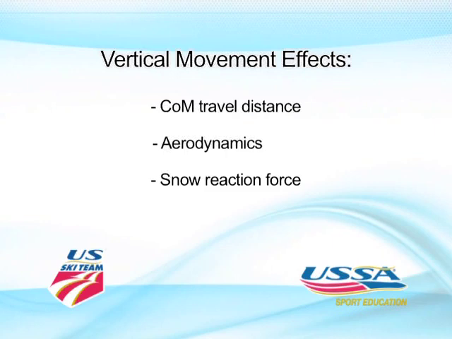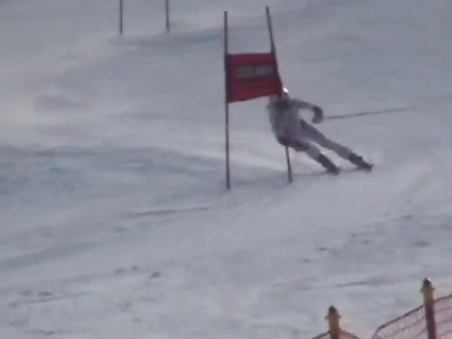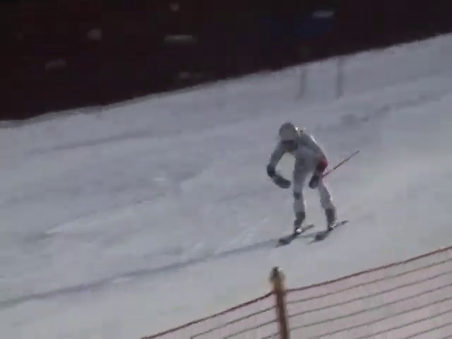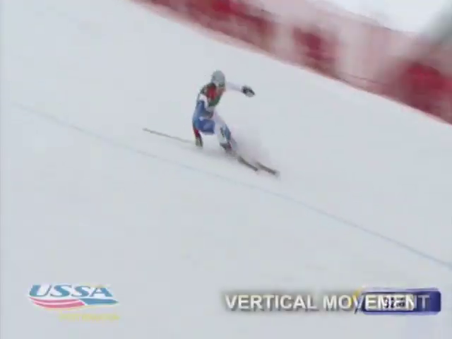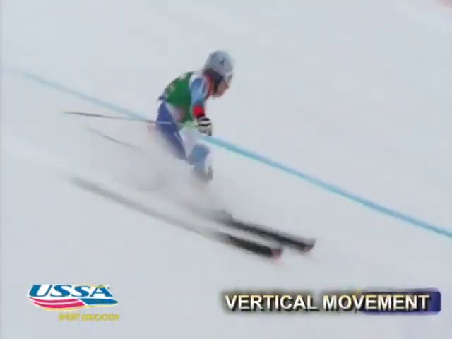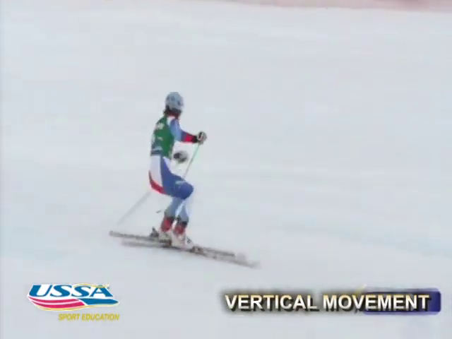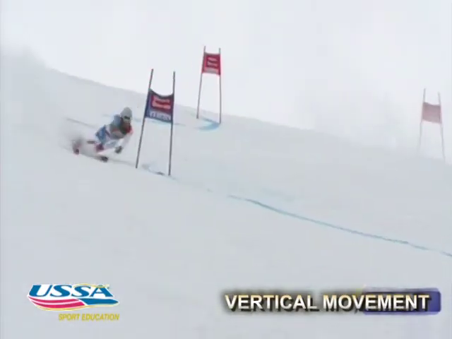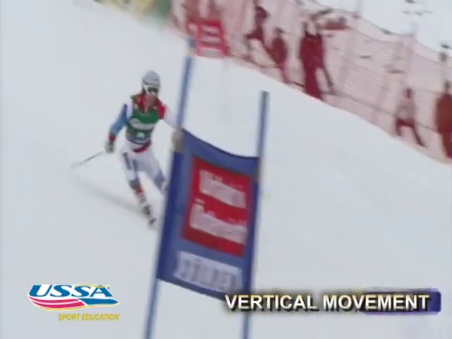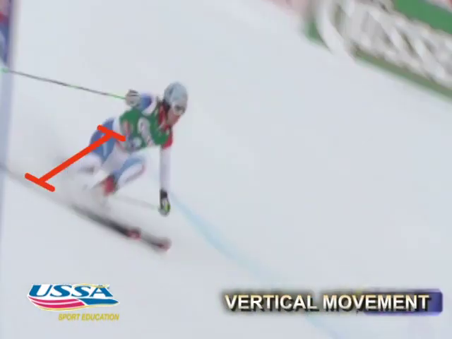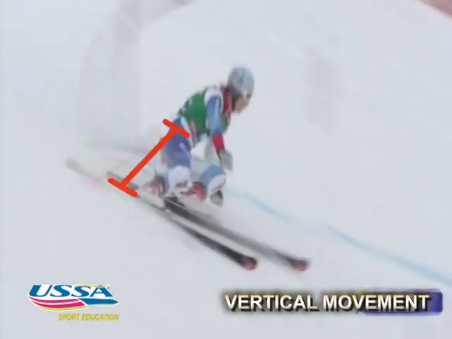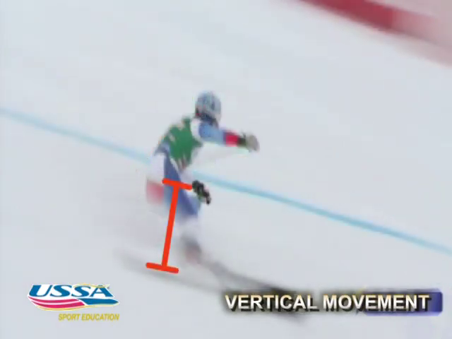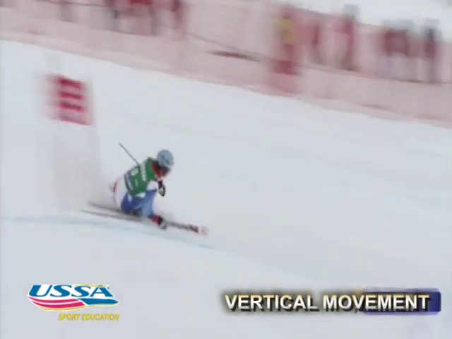Let's see how these 3 items are interrelated and end with the snow reaction force, which is probably the most important. So first, let's look at the distance the center of mass travels in global space. The center of mass travels left and right around the gates and from the start house to the finish line, basically across the hill and down the hill, 2 dimensions. A third dimension is the distance the center of mass moves vertically or perpendicular to the snow. This could also be calculated as part of the distance the ski racer travels, which would influence the overall time of the ski racer.